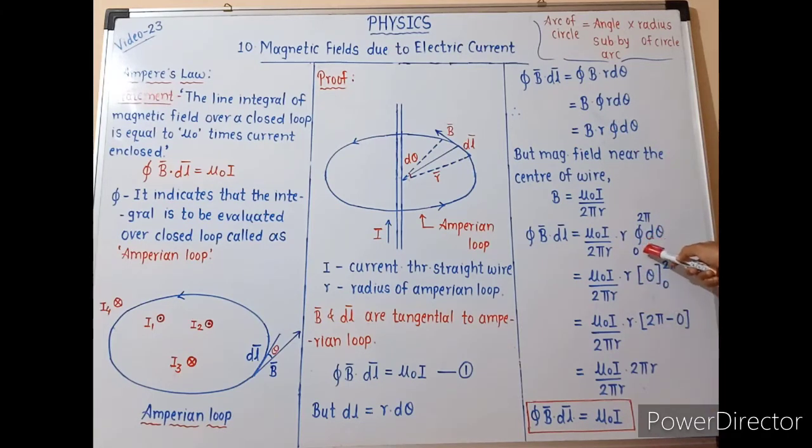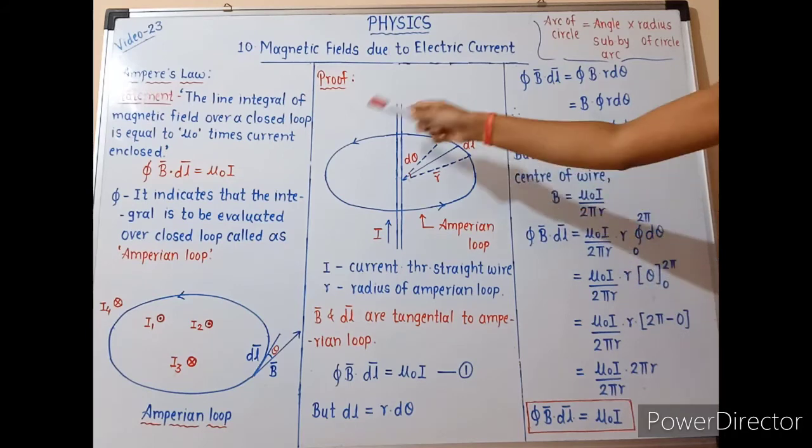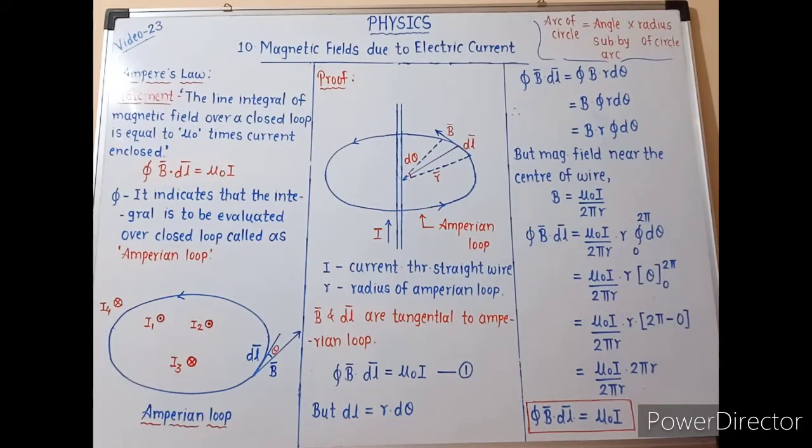Now the limits are 0 to 2 pi. Why are the limits 0 to 2 pi? Because the angular measurement of this Amperian loop is 360 degrees, that is nothing but 2 pi. So the limits are 0 to 2 pi.